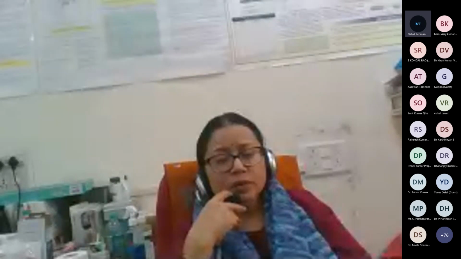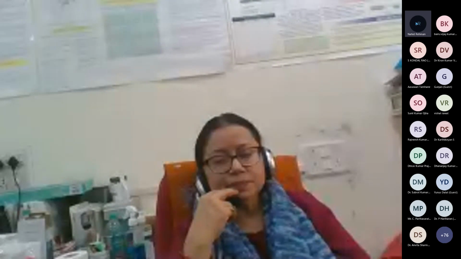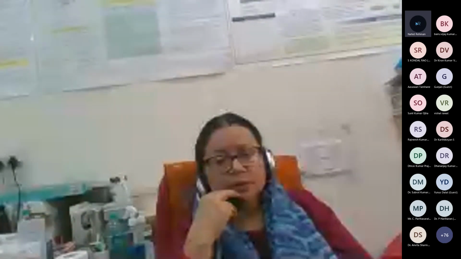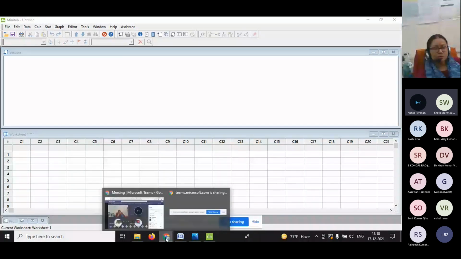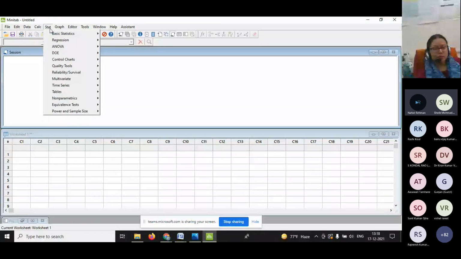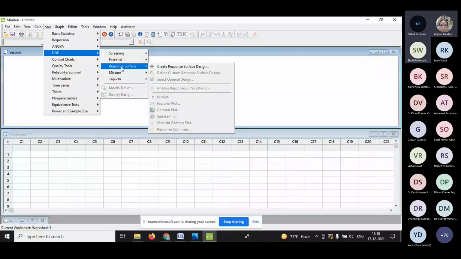Okay, Priya, share the file so that they can see it. Now Priya is sharing the RSM. It will take a few minutes. This is the table you obtain when you open the Minitab. Minitab is a software. Even Systat is a software.